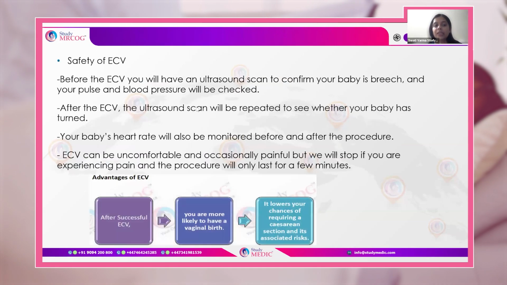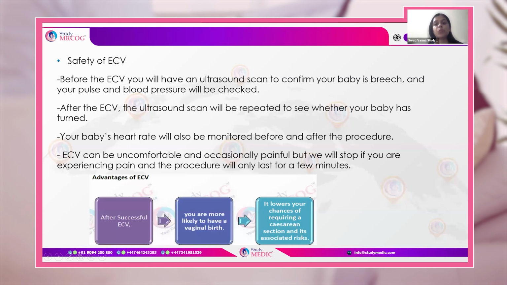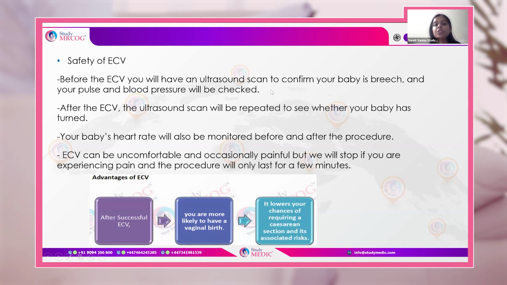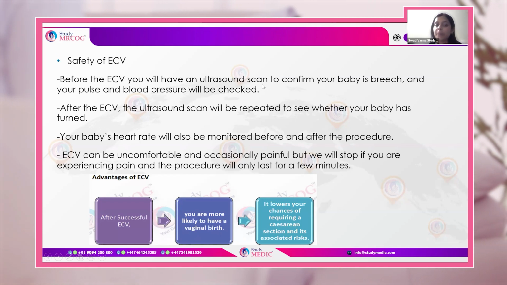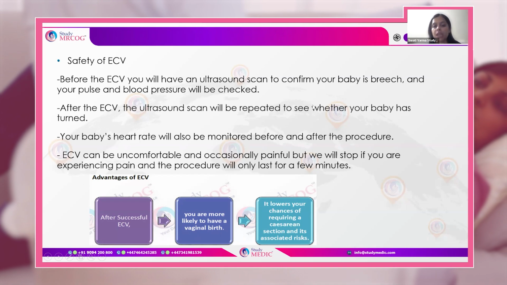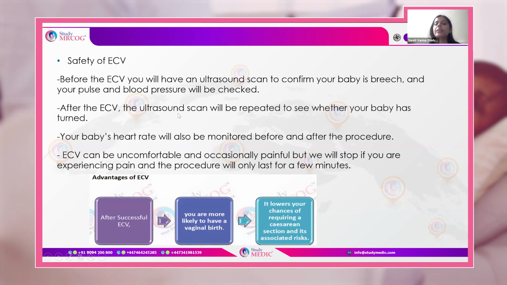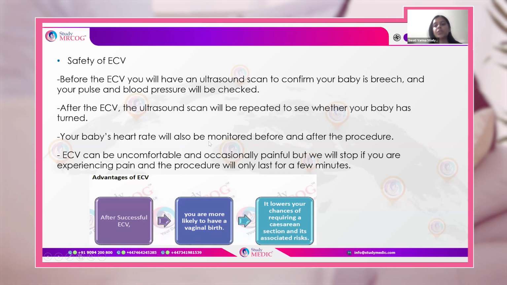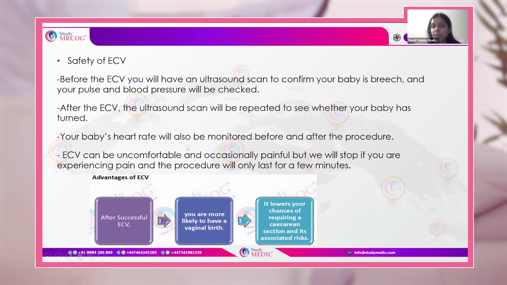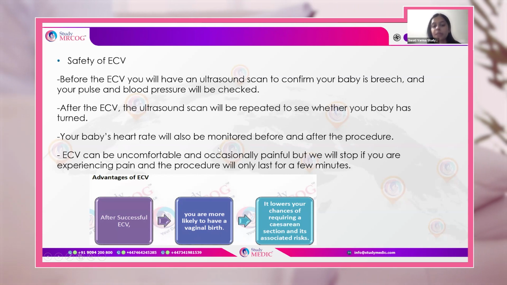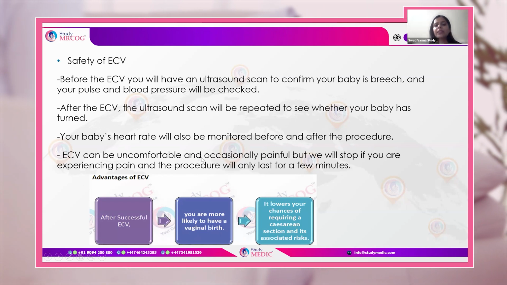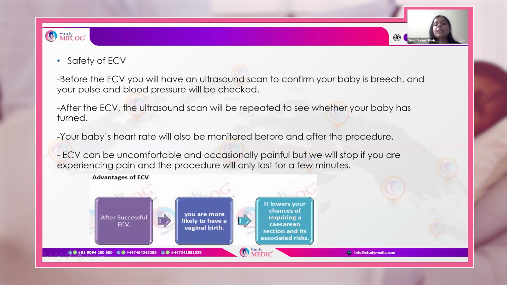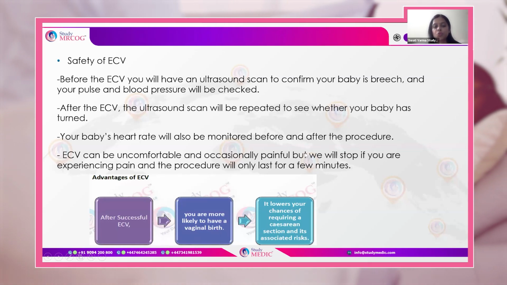Okay. And then safety points. Again, patient safety points, don't forget. In ECV, you always have to rule out any contraindications. First, you have to do an ultrasound scan to confirm the breech; pulse, blood pressure and fetal heartbeat are all to be checked. And then after ECV, the ultrasound is to be repeated. Baby's heart rate monitoring is very, very essential because sometimes bradycardia may happen and an emergency cesarean may be required. And it is essential that we tell the role player to counsel the patient that if it is painful, ask them to stop.